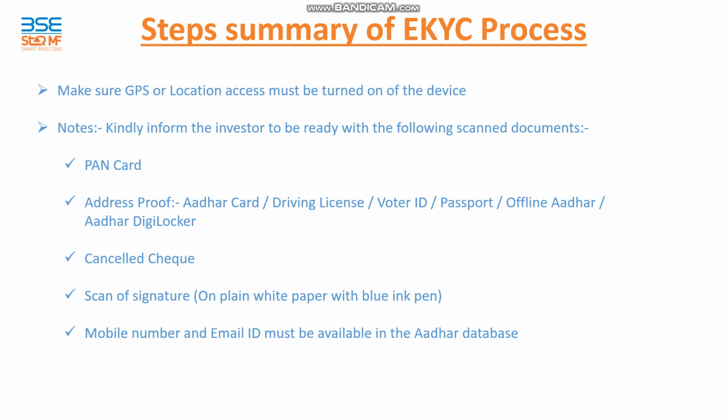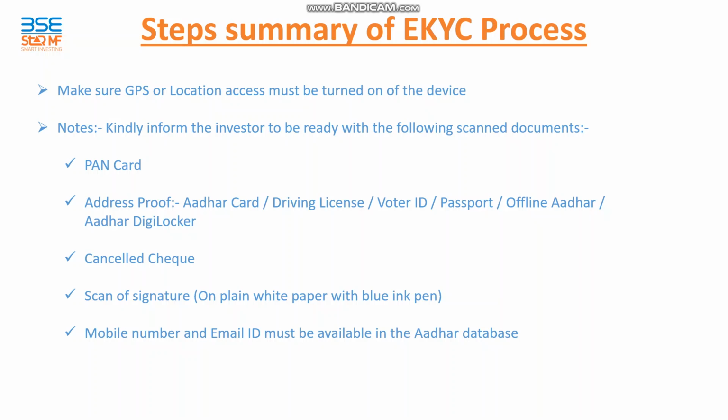Like first is the PAN card, second address proof, in that Aadhaar card, driving license, voter ID, passport. Any documents which are mentioned on your screen are acceptable as address proof. Third, cancelled cheque. Make sure that the investor signature as per the bank records is available on the cheque, as well as the name must be printed on the cancelled cheque. Fourth, scan copy of the signature. The signature must be made on plain blank white paper with a blue ink pen.